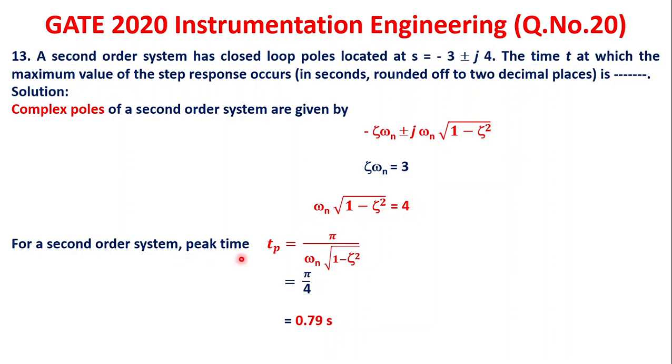What is the peak time expression? Pi by omega n root of 1 minus zeta square for a second order system. This you would have studied in the second order system chapter in control systems. So, omega n root of 1 minus zeta square is 4. Pi by 4. Pi is not 180 degrees, it is radians. So, 3.14, that is 22 by 7, divided by 4, is 0.79 seconds. So, peak time is 0.79 seconds. That's all, corrected to 2 decimal places. See how easily it is done. It is a numerical answer type, so no option is given.